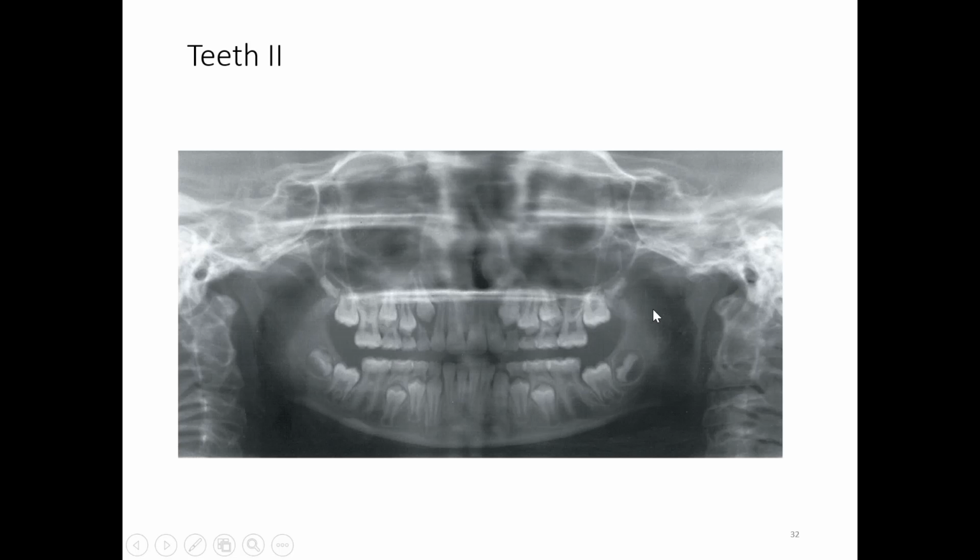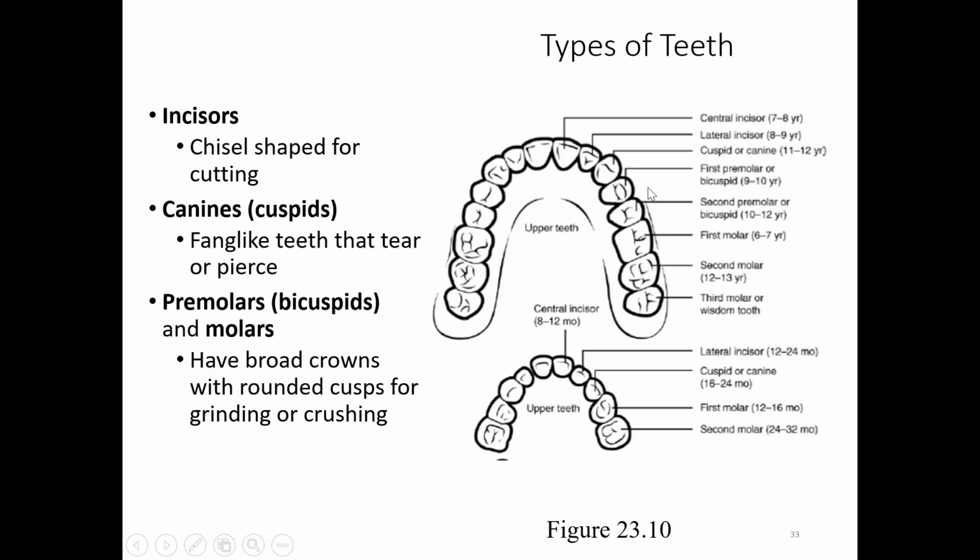Look at this X-ray of the oral cavity. Right here you can see temporary or deciduous teeth, and permanent teeth are ready to replace them. They are already sitting right here. They were created at the same time, and they are just hidden inside of the oral cavity in their maxilla and mandible. There are four main types of teeth.